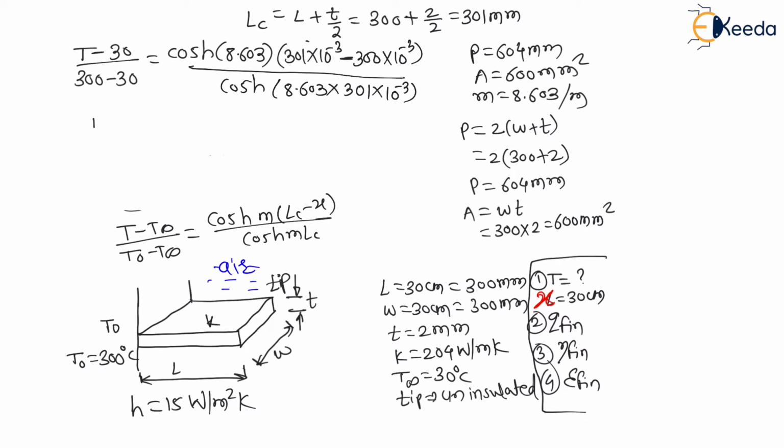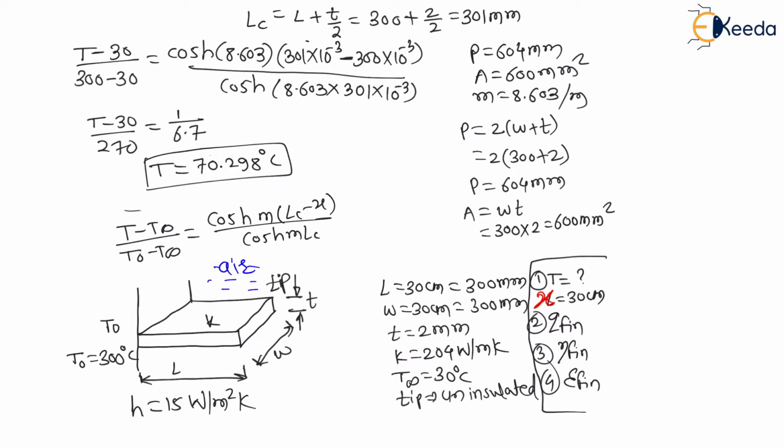Therefore this equation will become (T minus 30) divided by 270 is equal to 1 divided by 6.7, if I solve this hyperbolic function. So my dear students, from this equation let us find this temperature T. If I solve for temperature T, I will get temperature is equal to 70.298 degrees Celsius. This will be the temperature at a location 30 centimeter from the base. So let us go for the next question.